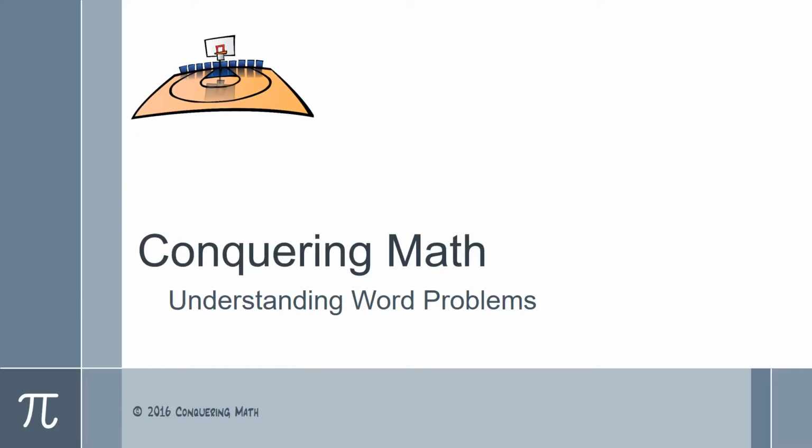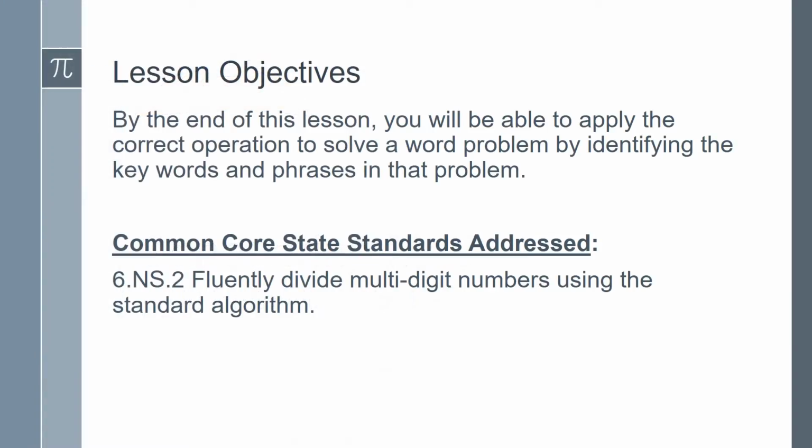Today we will be practicing how to take key information from word problems to help us answer the question. Let's dive on in. By the end of today's lesson, you will be able to apply the correct operation to solve a word problem by identifying the key words and phrases in that problem. The Common Core State Standard today is 6.NS.2.